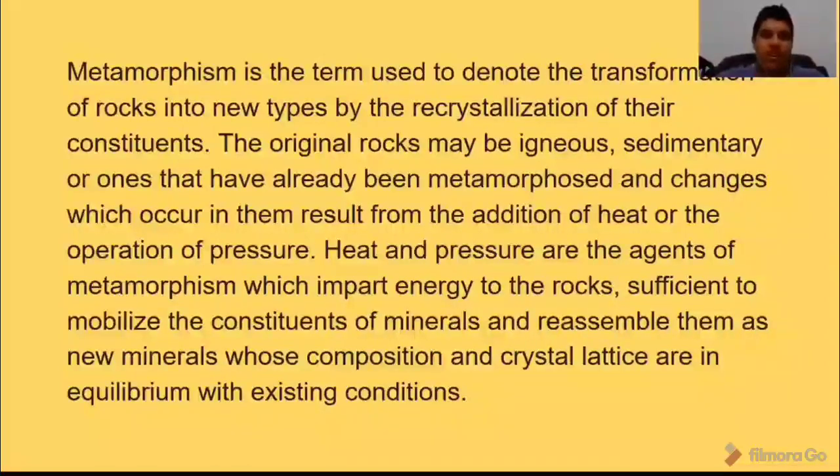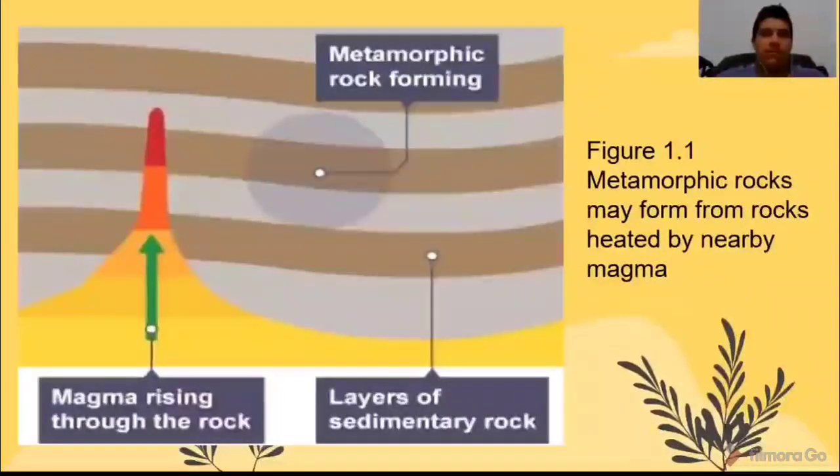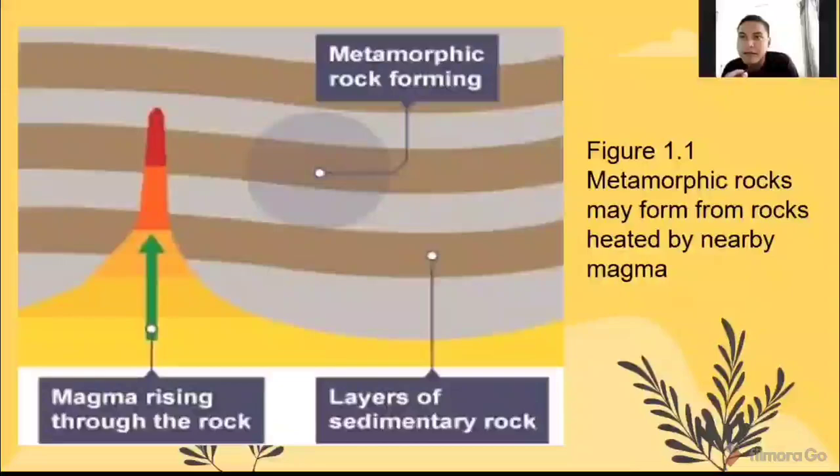Heat and pressure are agents of metamorphism which impart energy to the rocks, sufficient to mobilize the constituents of minerals and reassemble them as new minerals whose composition and crystal lattice are in equilibrium with existing conditions. Okay, this is a figure that shows metamorphic rocks may form from rocks heated by nearby magma.